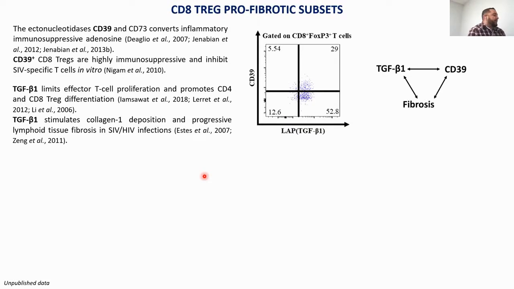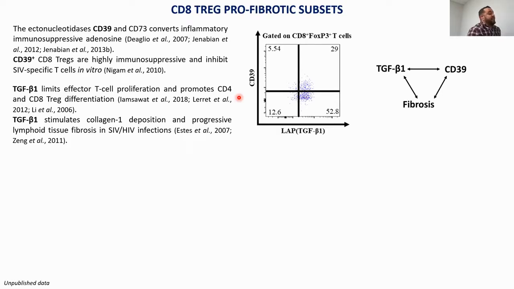Then we look at the expression of two other well-known markers of immunosuppression, in this case CD39 and latent TGF-beta1. CD39 is an ectonucleotidase that, together with CD73, another ectonucleotidase, converts the inflammatory ATP into anti-inflammatory and immunosuppressive adenosine. And also the expression of CD39 by Tregs has been linked to disease progression.